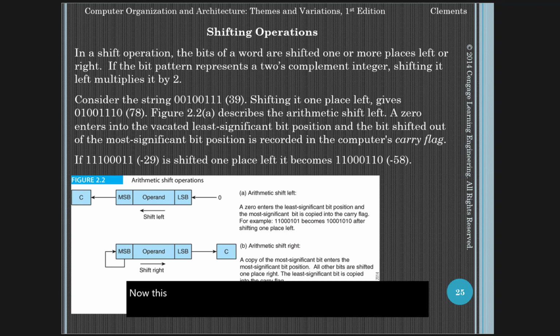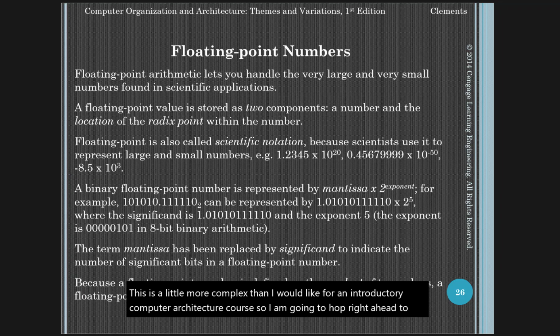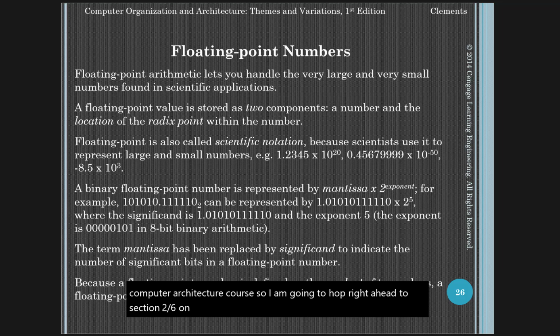This is all I really want to talk about in this section. If you want to dig further into unsigned binary multiplication, high-speed multiplication, and some advanced division operations, you're more than welcome to read the rest of section 2.5. But this is a little more complex than I would like for an introductory computer architecture course. So I am going to hop right ahead to section 2.6 on floating point numbers.